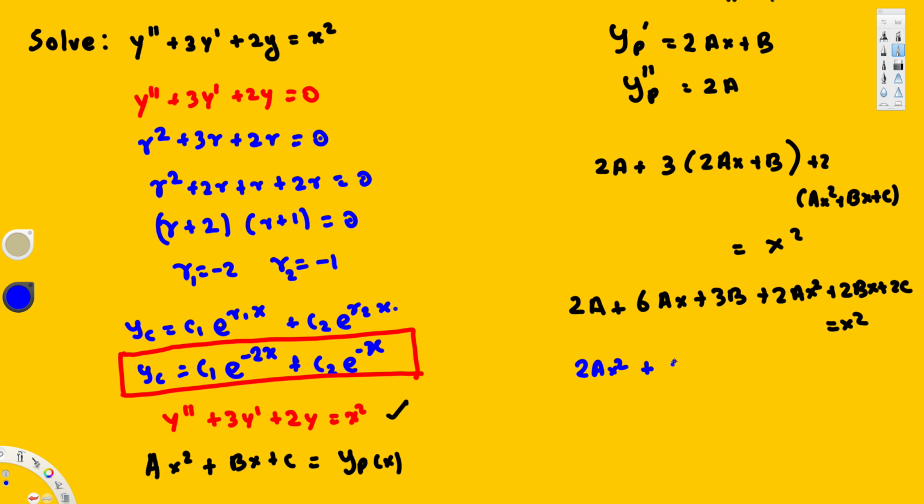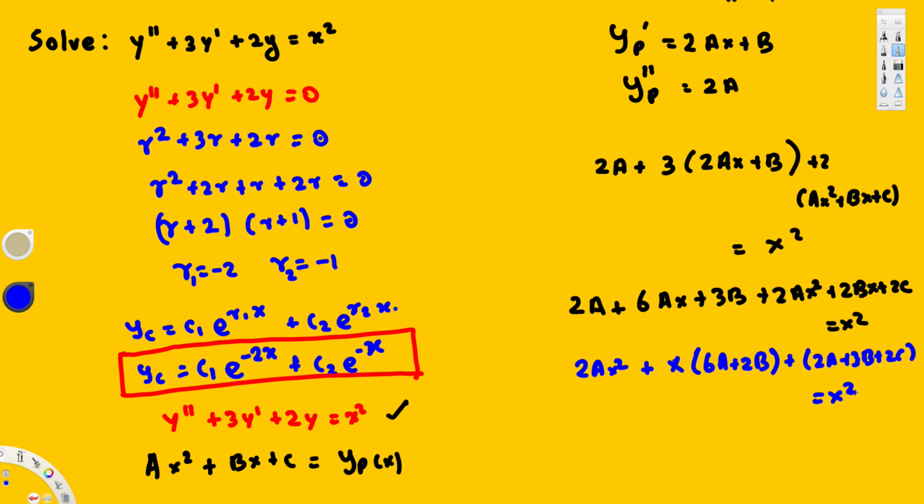Okay, so if I just keep the x common, because we are going to equate the coefficients. In that way we can find the a, b, c values easily. So this is going to be 6a plus 2b, and then I'm going to just keep the constants together. First we have 2a, and then we have 3b, and then we have 2c, that is equal to x squared.